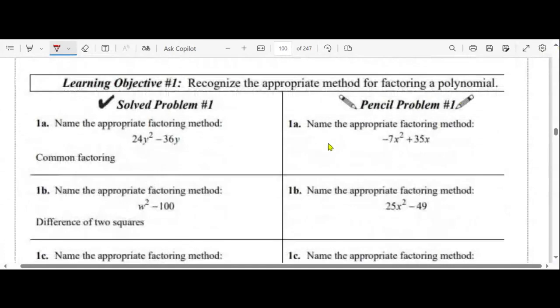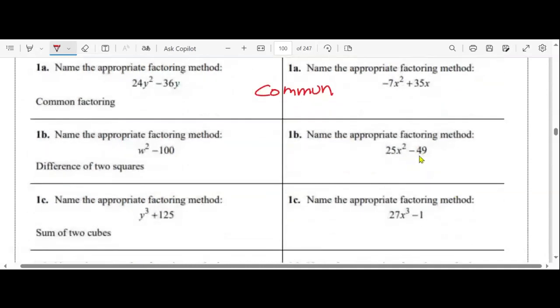Okay, summary. Name the appropriate factoring method. What's the appropriate factoring method here? First, do we have any common? Yes, we have. What's the common here? X. And what else? 7. That's it. What is the factoring technique we use here? This is 5 squared, right? X squared minus 7 squared. So what type of factoring technique are we going to use? Difference of squares, correct.